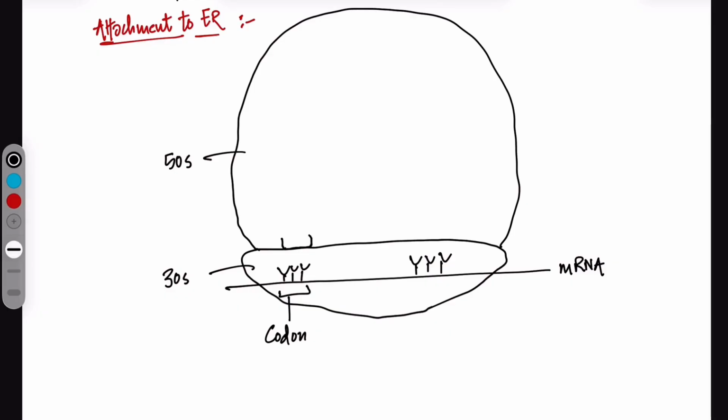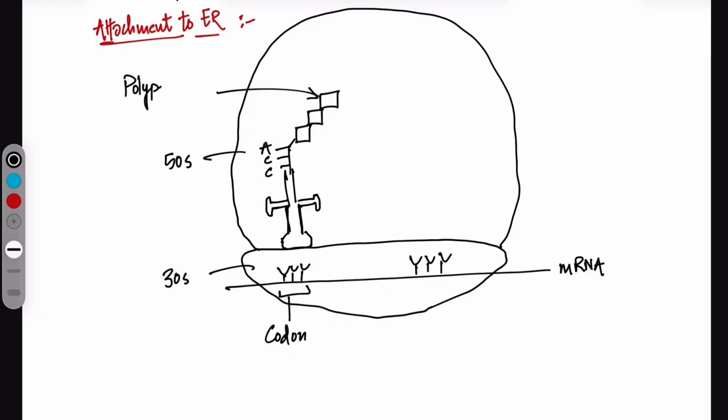In the 50S subunit, the P site is present, where the incoming polypeptide chain is extended. Here on the tRNA, you can see the polypeptide chain is made and extended. So this one is the P site where the amino acid chain is present.